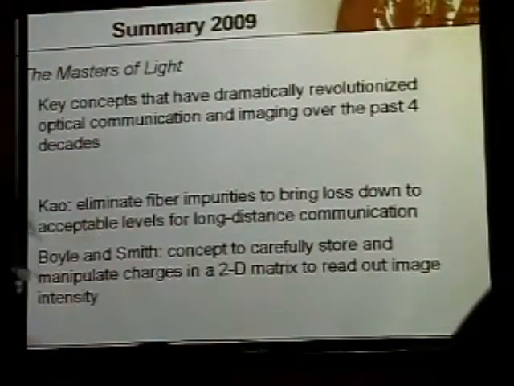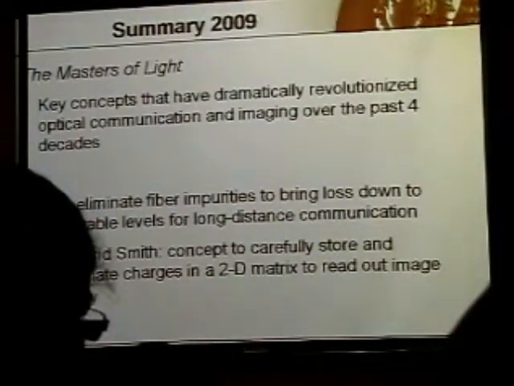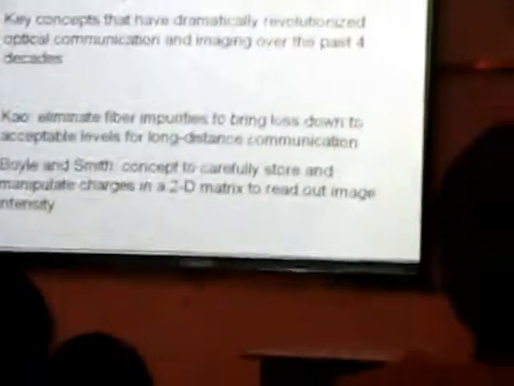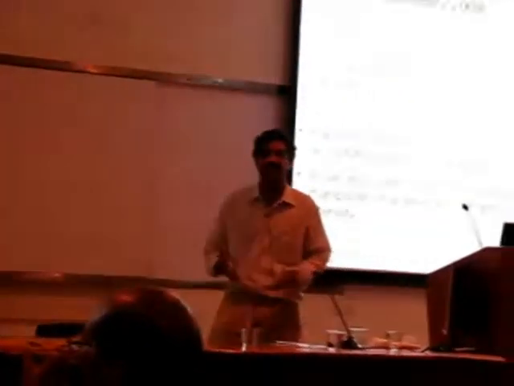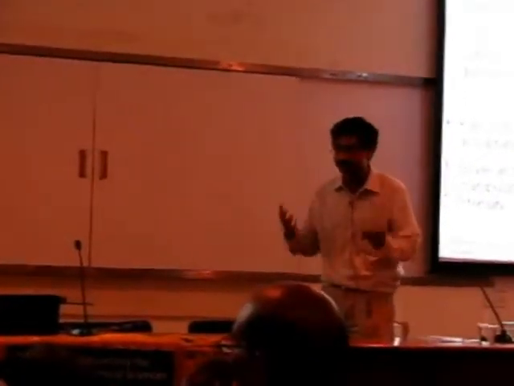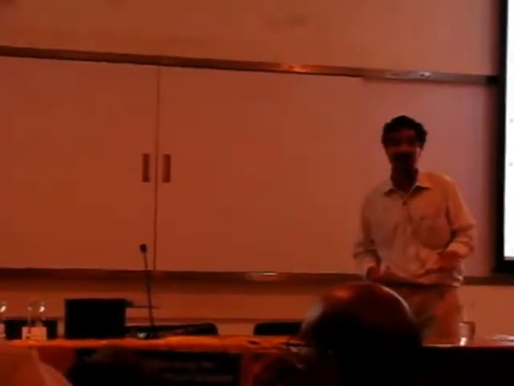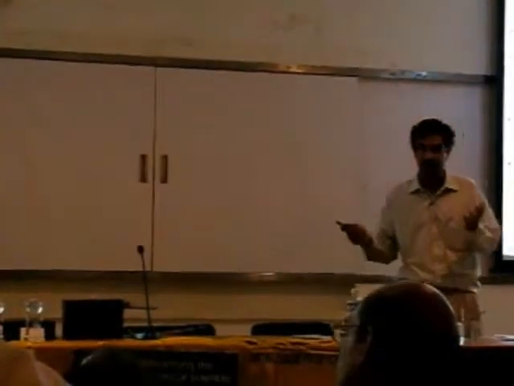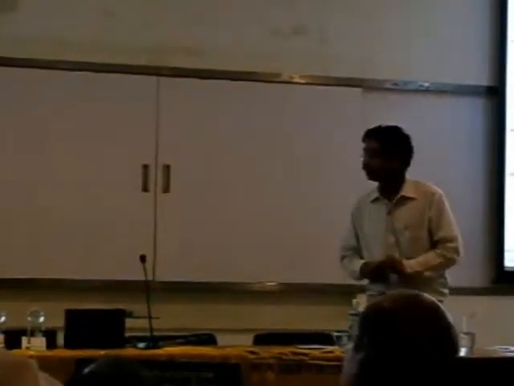So, I will stop here, summarize what I said. The masters of light, 2 important concepts, key concepts that have revolutionized what we know about how we communicate and how we image over the last 40 years. Charles Kao, a very critical idea that your loss is not due to the glass itself, it is due to impurities in the glass. If you can reduce the impurities in the glass, you will bring it down. You can actually bring it down to 20 dB per kilometer, is what he predicted when it was 1000, and today it's actually something like 0.1. So long distance communication through fibers, thanks to Charles Kao.